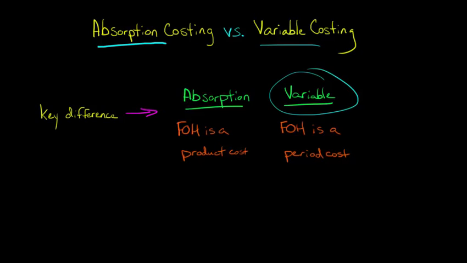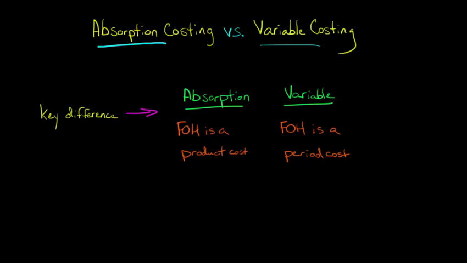Whereas with the variable costing method, fixed overhead is treated as a period cost. And if you remember, a period cost is something like SG&A expense, where it's just expensed as it's incurred. It's not attached to the product or flowing through as inventory or anything like that. So this is a very subtle difference of how we treat fixed overhead as a product cost or period cost.